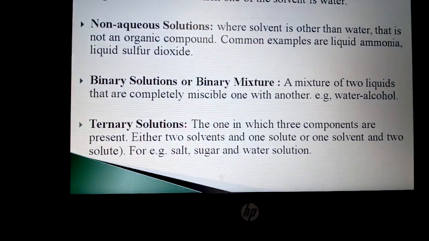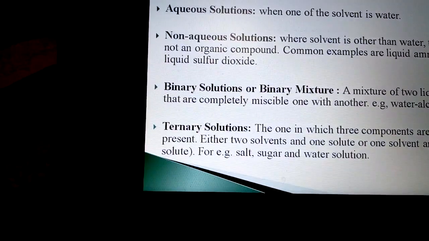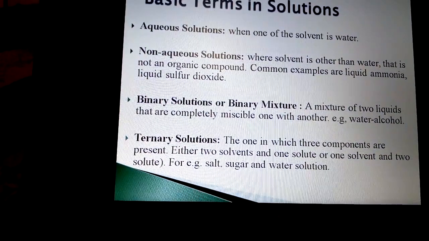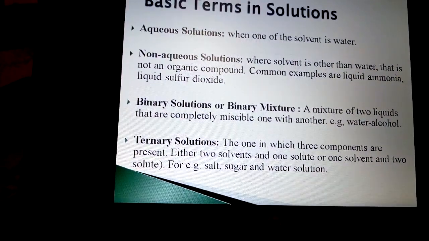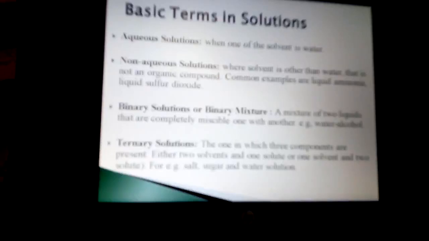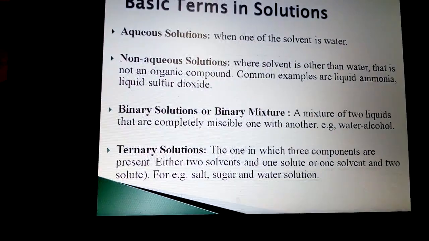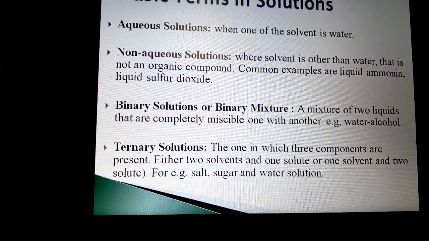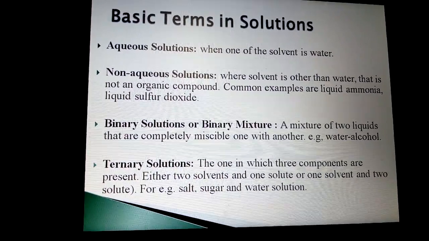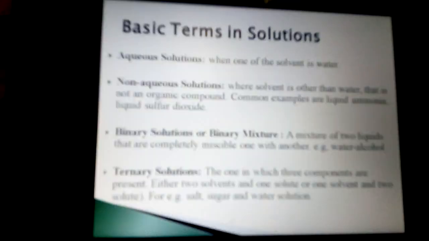Ternary solutions, as the name indicates, ternary means three. It means the one in which three components are present, either two solvents and one solute, or one solvent and two solutes. For example, salt and sugar present in water, so they act as a ternary solution. We will also consider concentrated solutions and diluted solutions. Concentrated solutions are those where solute is present in large quantity, while a diluted solution is one where solute is present in smaller quantity as compared to the solvent.